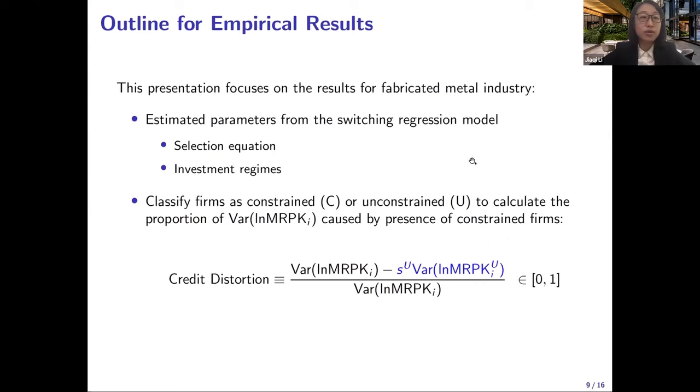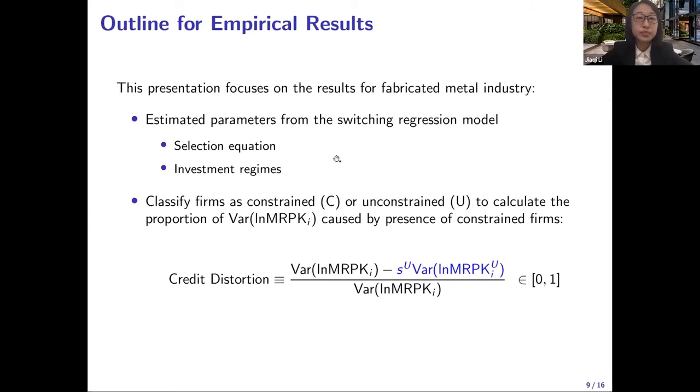Okay, so for the empirical results, I will focus on two parts. This presentation will just show the results for one specific two-digit manufacturing industry, which is the fabricated metal products industry. I'll first show the estimated parameters from the switching regression model, which includes a selection equation and investment regimes. The purpose of doing so is just to show that the results from this switching regression model are consistent with the theoretical hypothesis.